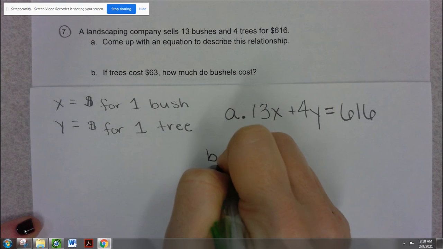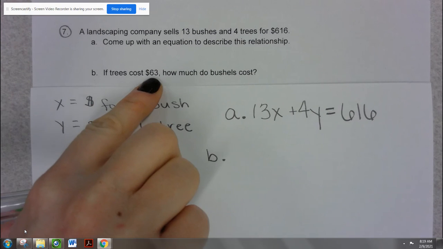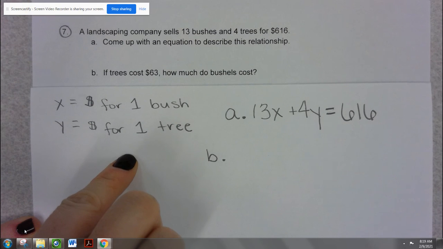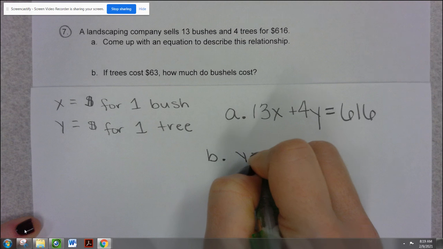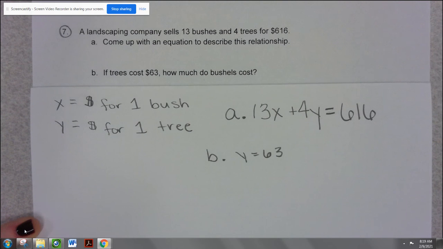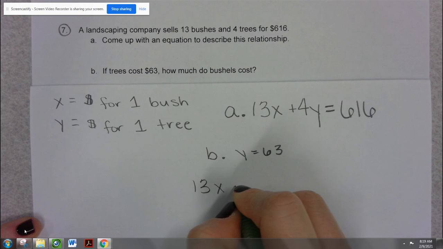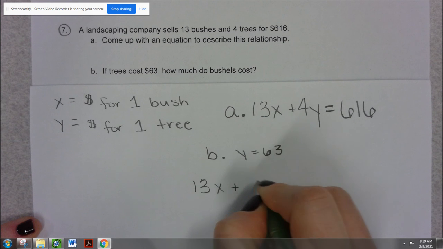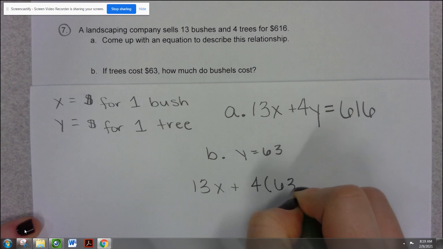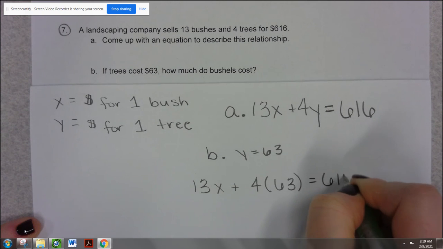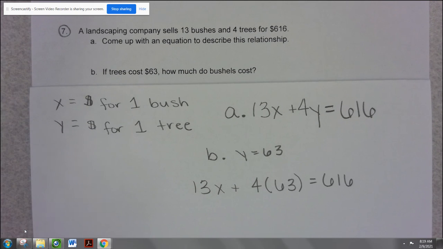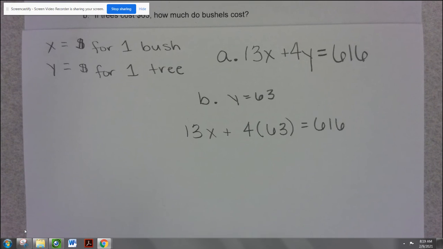So for part B, trees cost $63. Well, trees was y, so y is 63. So I'm going to substitute that in. So I have 13x plus 4 times 63 equals 616. Again, this is calculator inactive. So I need to be able to do this without a calculator.